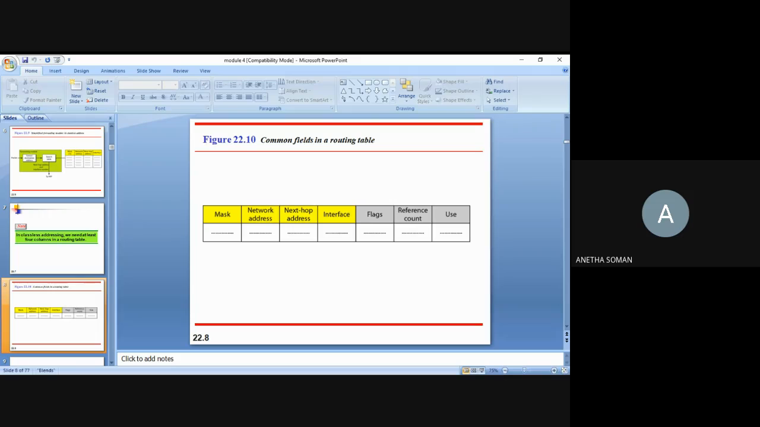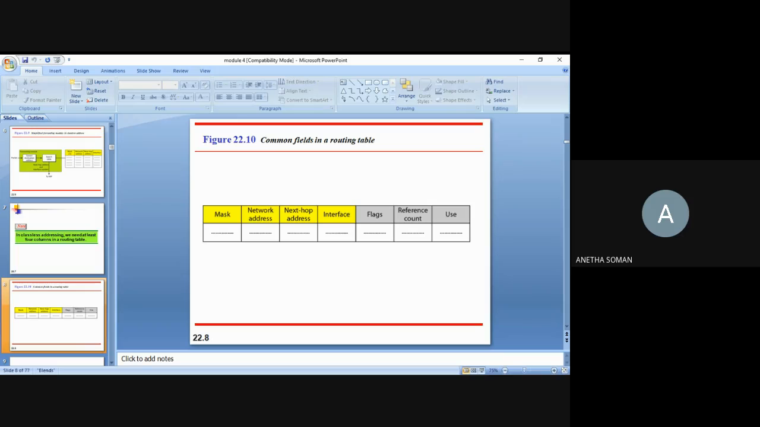Okay, now the other field that is present in a routing table is the reference count. Reference count denotes the number of users of this route at that particular moment. If 5 people are using the same router to reach the same host at the same time, the value of that column will be 5. So that is the reference count.